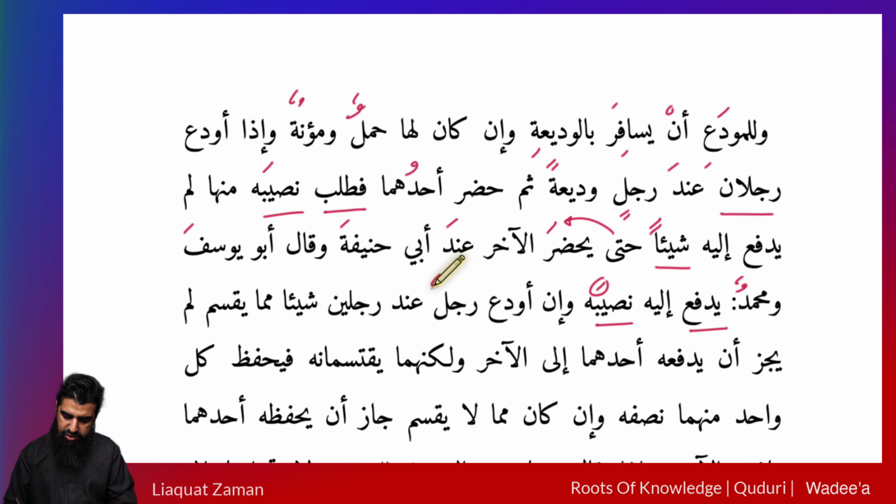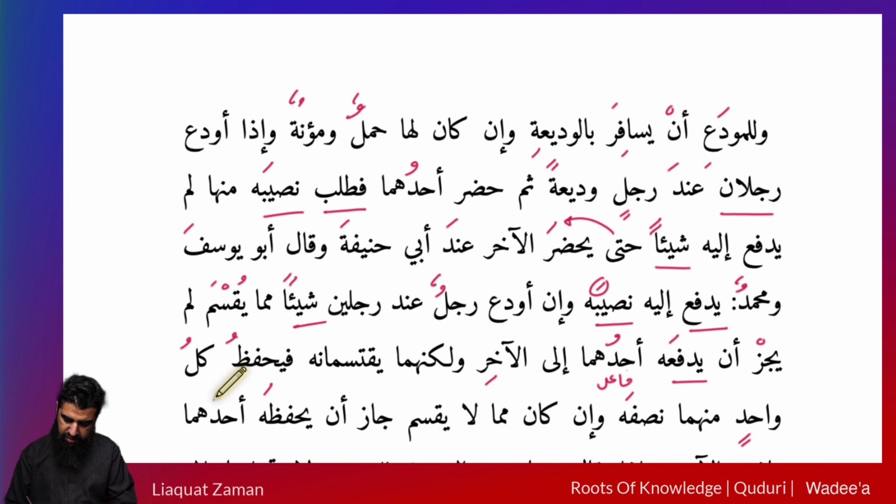وإن أودع رجل في الفاعل عند رجلين شيئا مفعول به مما يقسم, okay, so يقسم. لم يجوز أن يدفعه في الفاعل أحدهما, sorry, this is فعل, this is فاعل, إلى الآخر. لكنهما يقتسمانه فيحفظ كل واحد في الفاعل منها نصفه وإن كان مما لا يقسم. You can say قسم as well, isn't it? Let me know in the comments.